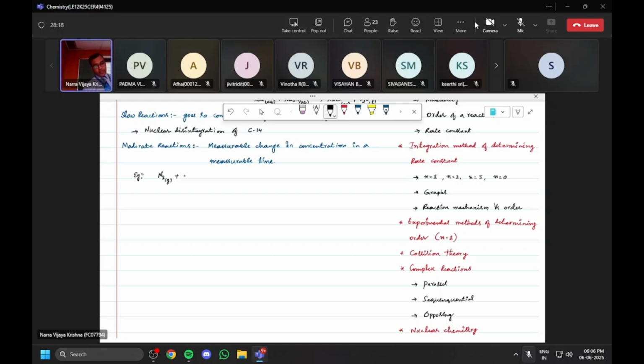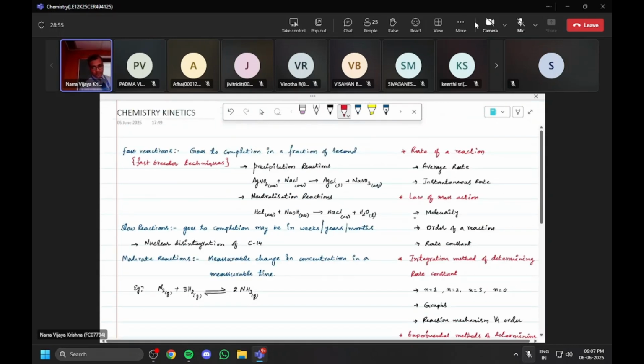N2 plus 3H2 in presence of iron catalyst. Molybdenum acted as a promoter in olden days. Nowadays, we are using oxides of potassium and aluminum as a catalyst. We call this reaction Haber's process, carried out at optimum temperature and optimum pressure. So this is an example of a moderate reaction. Most of the reactions you are studying come under moderate. Now I am coming to our first study.